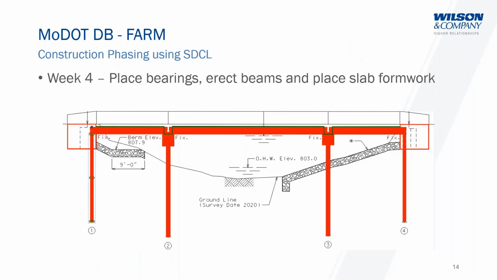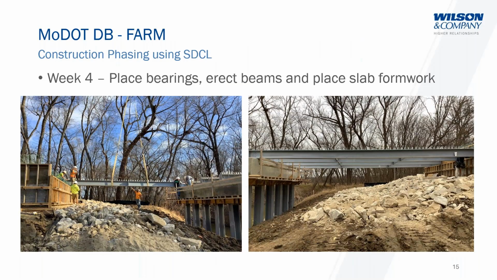Week 4, we place your bearings, and then you erect your beams, and then place your slab formwork as well. As an example of that, you can see them erecting with a rubber tired crane that's set up in one location. They were able to erect the beams probably in a long morning for the most part. On the right side there, you can see we had some diaphragms, some attachments, twin girders within each span. It took a little bit of time, but not too bad.